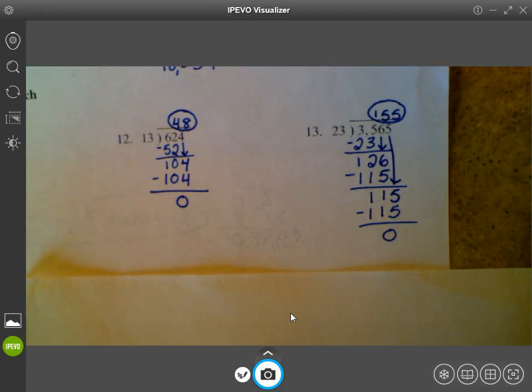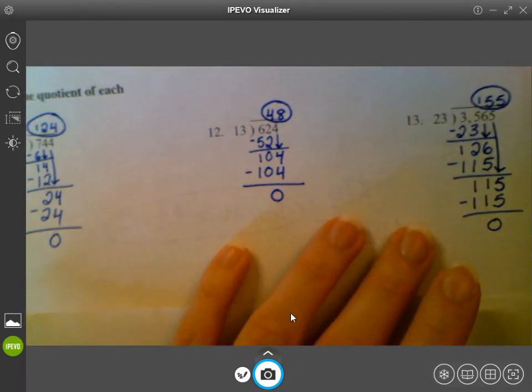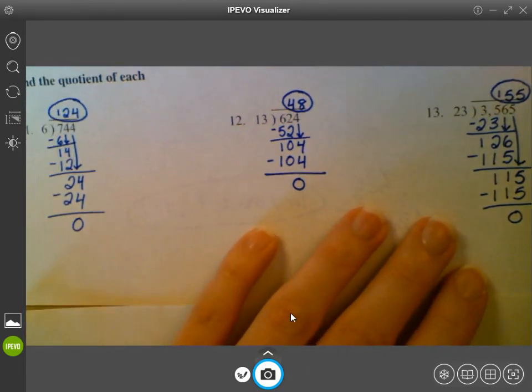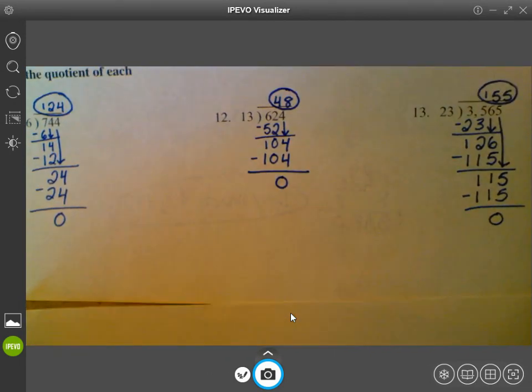Yeah? Okay. All right, so Addie, you just came in. Here's number 13 was 155. Here's 11 and 12 too. So if you just came in, go ahead and correct 11, 12, and 13. So 124, 48, and 155.